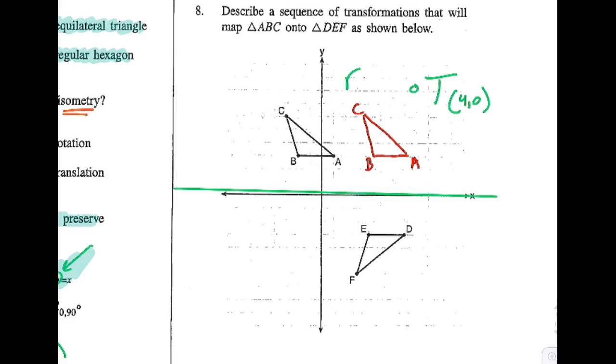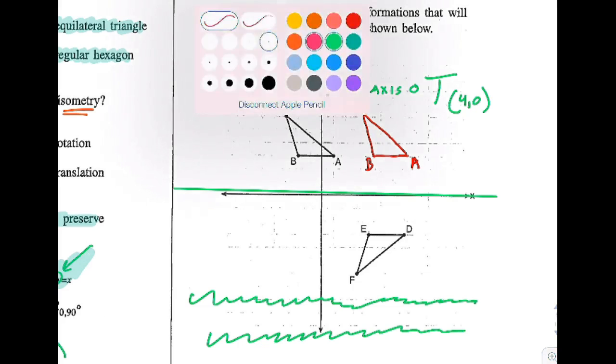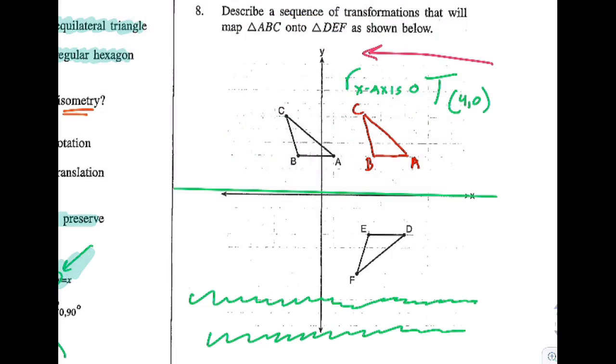And if it comes second, it gets written over here, like that. If you wanted to write out the whole thing in words instead of doing that, you could say a translation over 4 up none followed by a reflection over the x-axis. And there's other ways you could do it too. You could have reflected first. There's a whole bunch of ways to do it, but if you have 2 ways that work and you're going to write it in notation form, write it backwards if there's multiple steps, or you can write it out in words if you want.